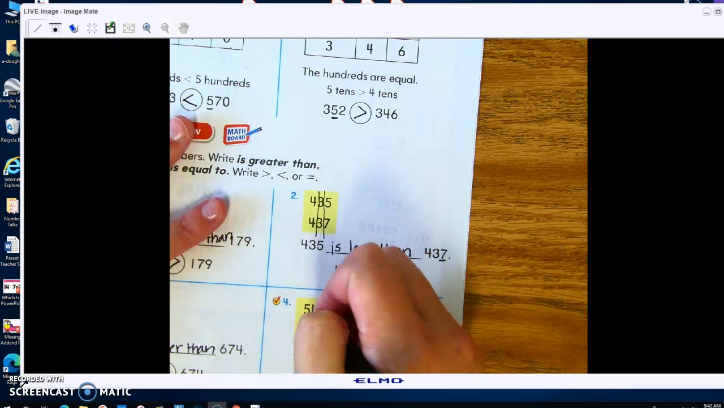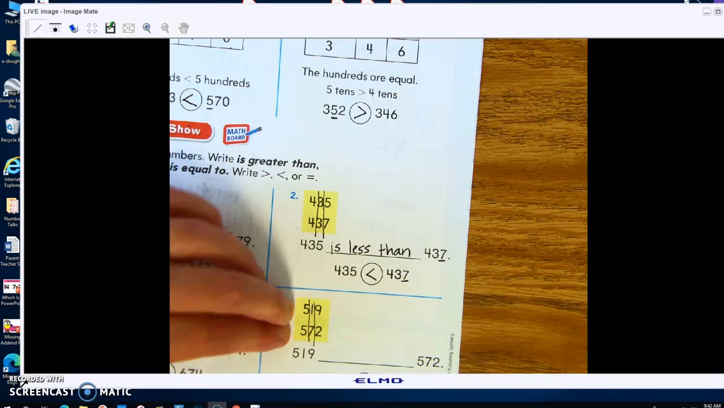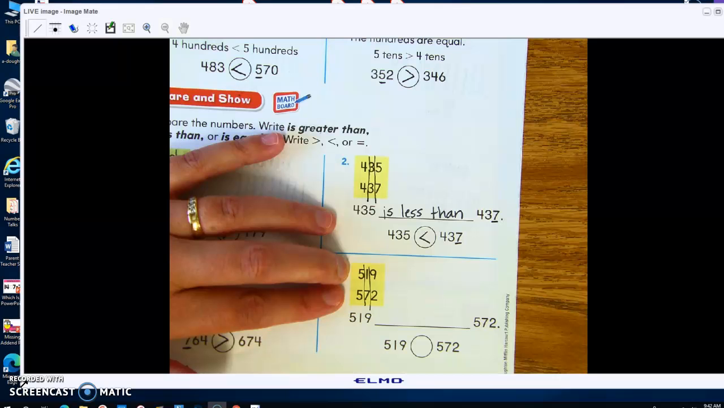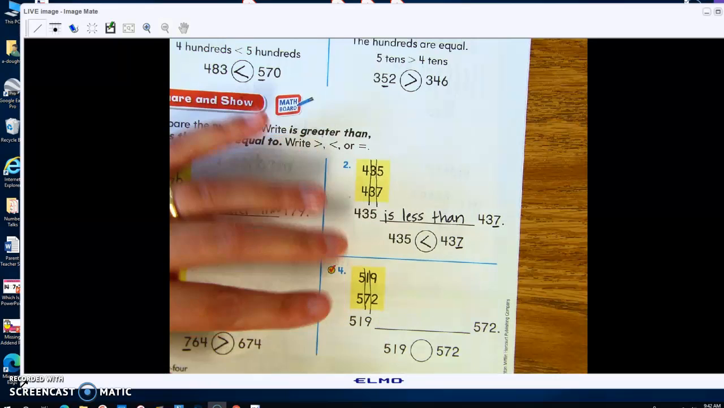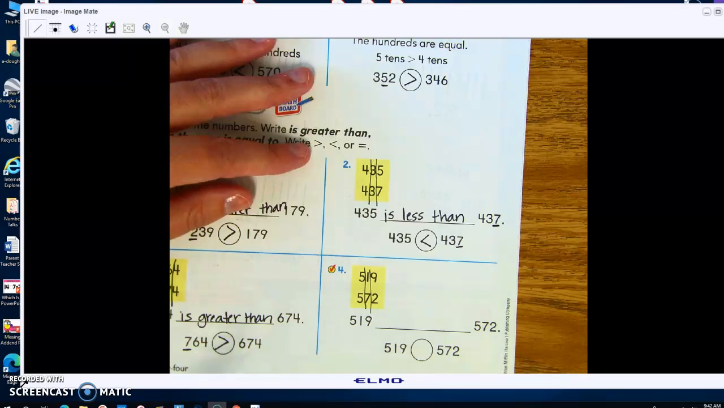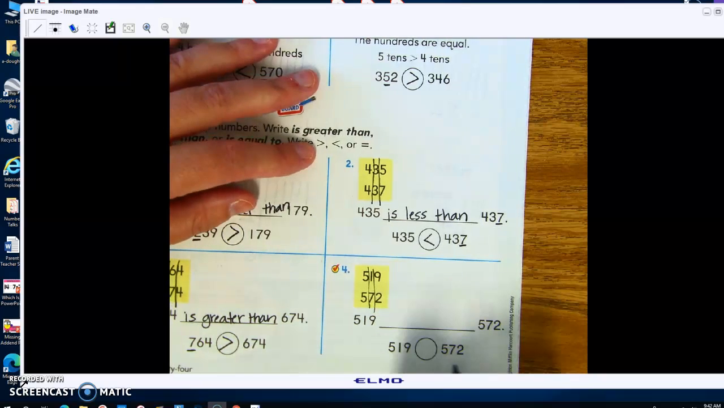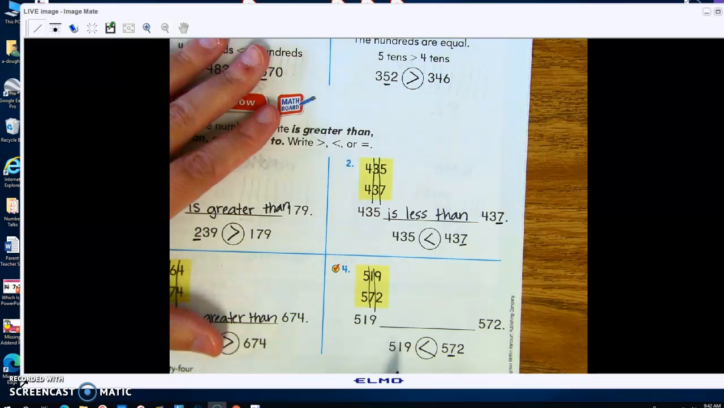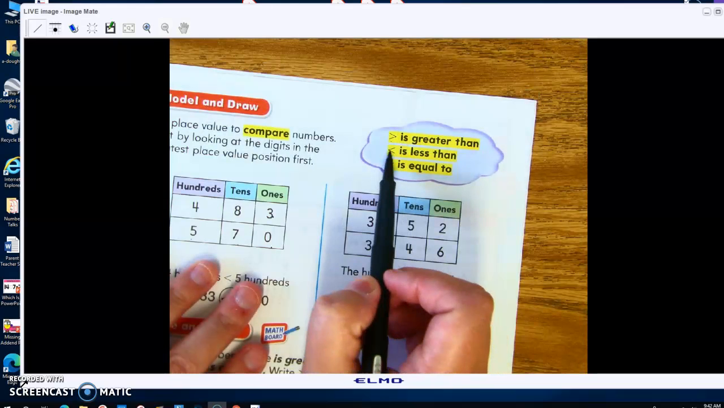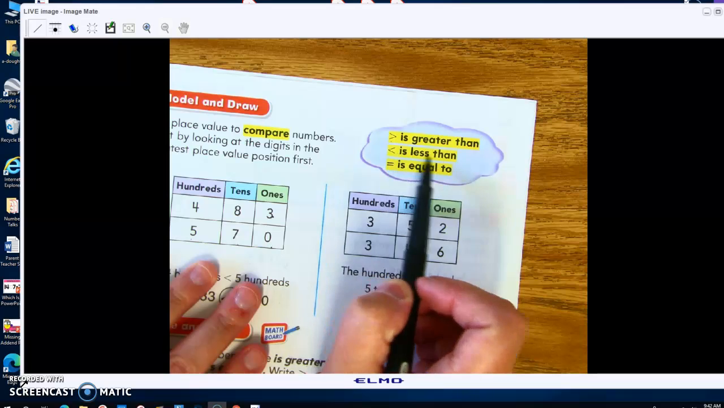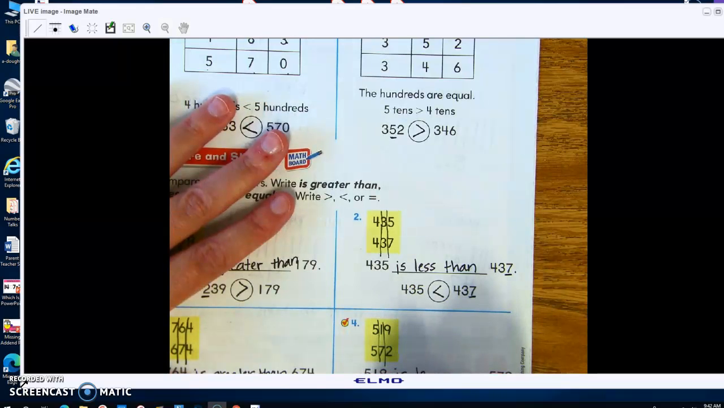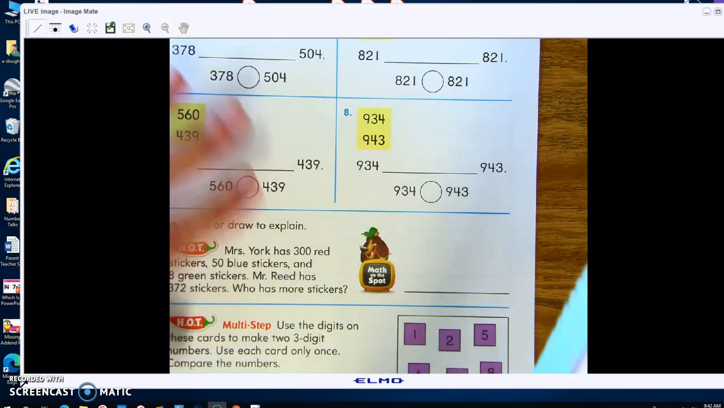Okay, then I'm looking at the next one. Okay? 5 and 5. Can I tell by the hundreds? No, because they're both 5s. So now I look at the tens. 1 and 7. Which 10 is bigger? 7. So I'm going to underline the one that has a 7 in the 10 spot. The alligator is going to eat that one. So now my smaller number is in front because the alligator didn't want to eat it. So when the smaller number is in front, we say is less than. Is less than. Okay. Go to the next one.